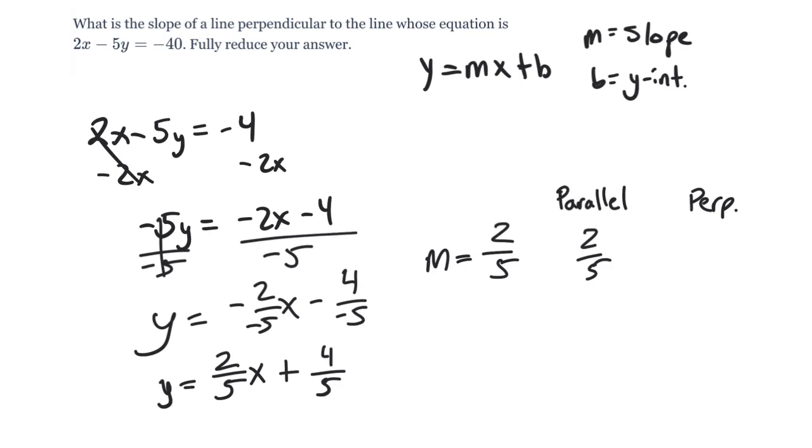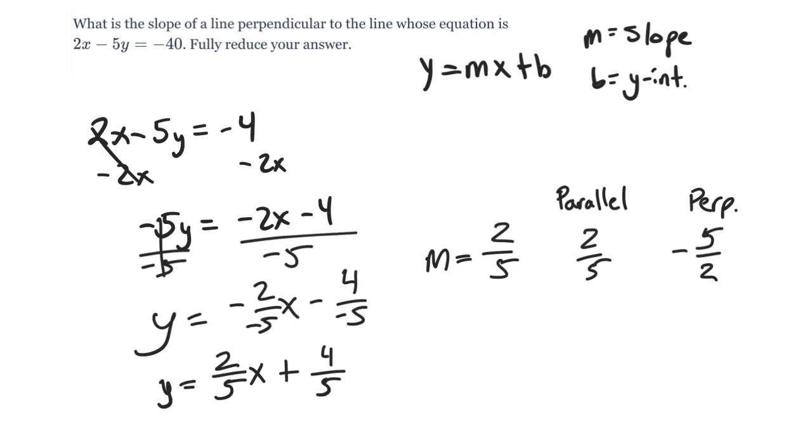So it's positive 2 over 5. I'm going to make it negative 5 over 2. The fraction flips. It's 5 over 2 now. And I have a negative instead of a positive. That's all it is. That's my final answer on that. Perpendicular slope is negative 5 over 2.